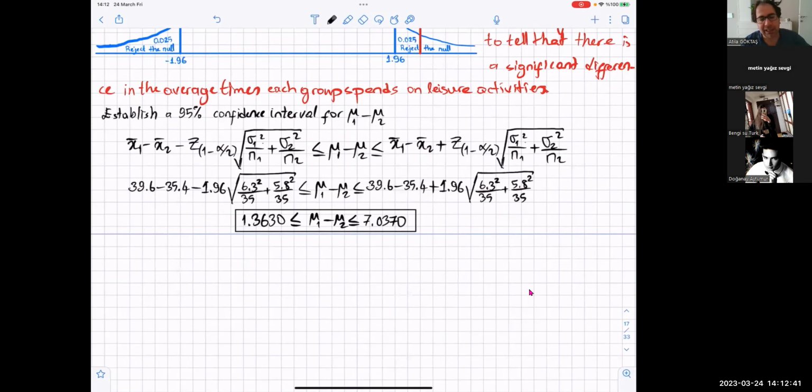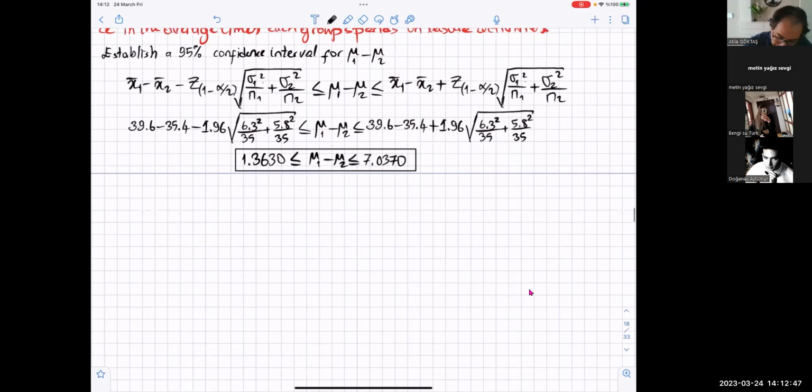You can easily tell from the confidence interval that the null hypothesis is rejected. And we can also tell that we are 95% confident that the difference between the two means is at least 1.36 and at most 7.037.